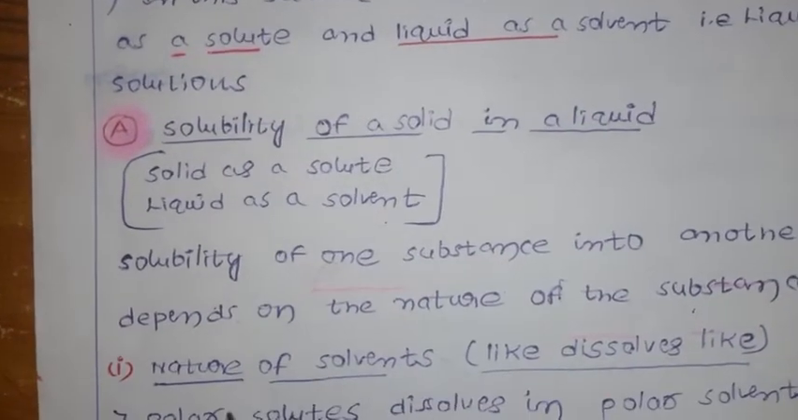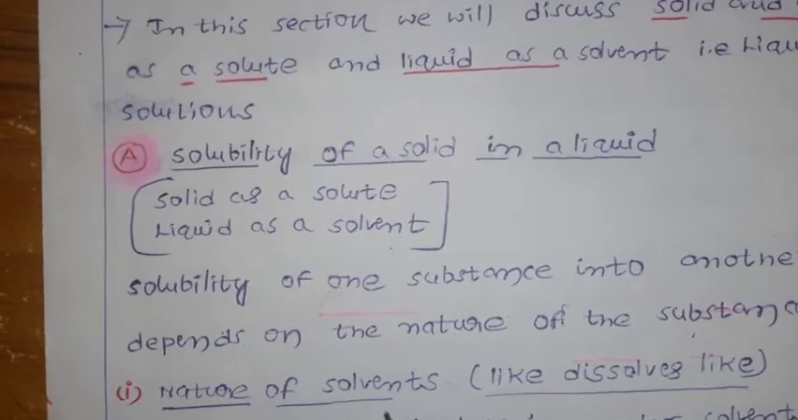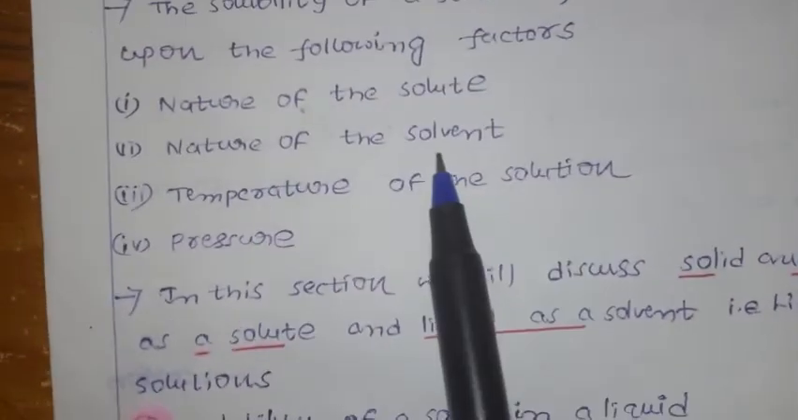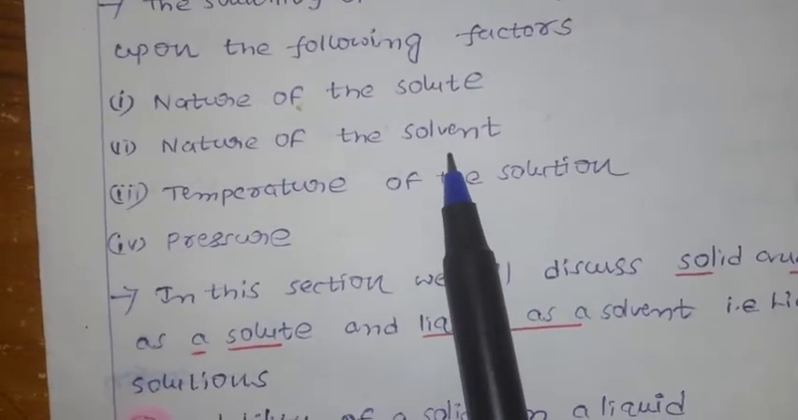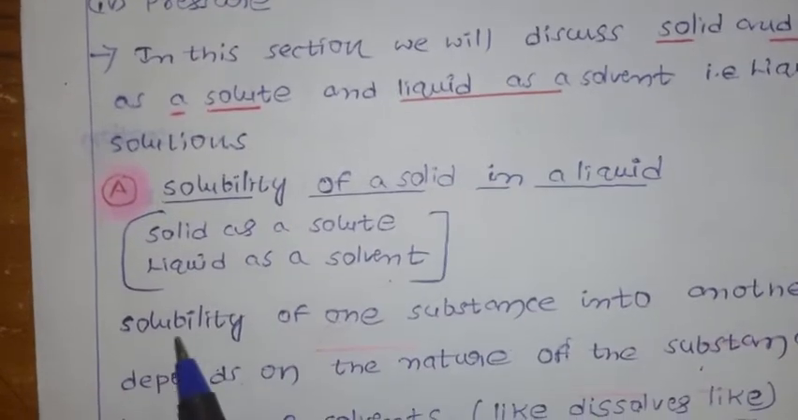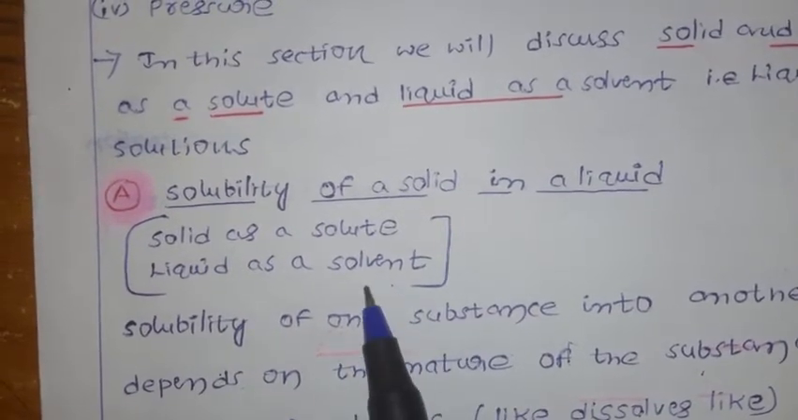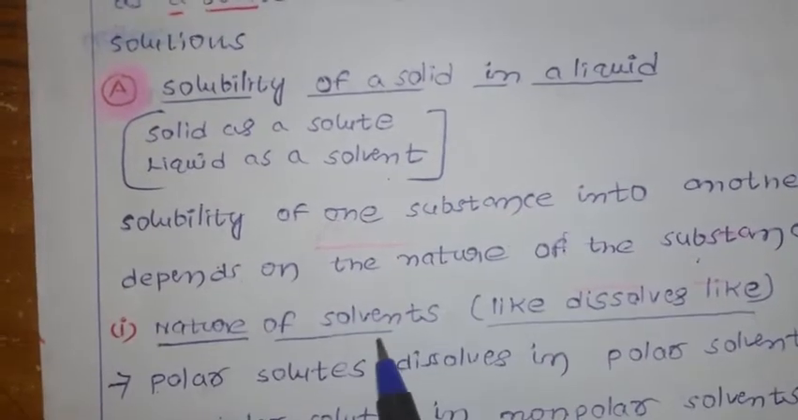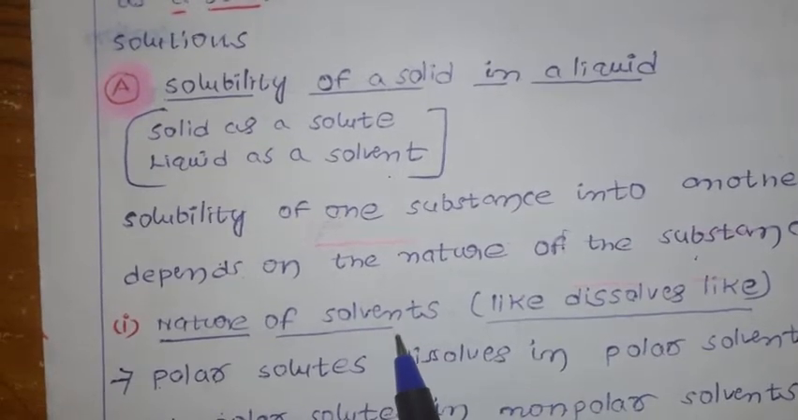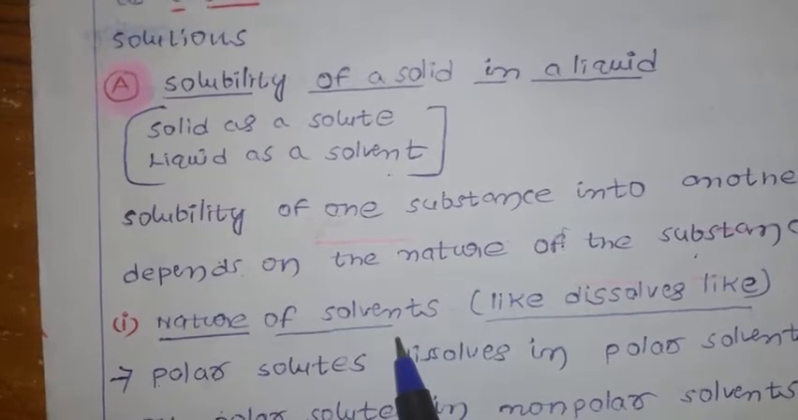First I am talking about the nature of the solvent. Here we already discussed the nature of the solvent; that was a general discussion. Now we are discussing the case of a solid as a solute and a liquid as a solvent. In that, the first factor is the nature of the solvent.